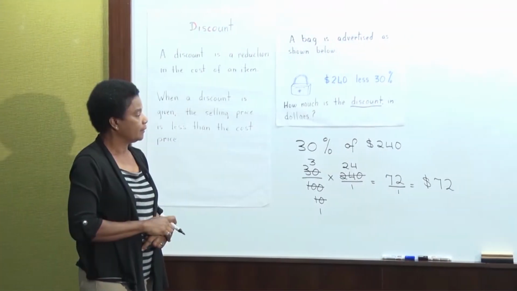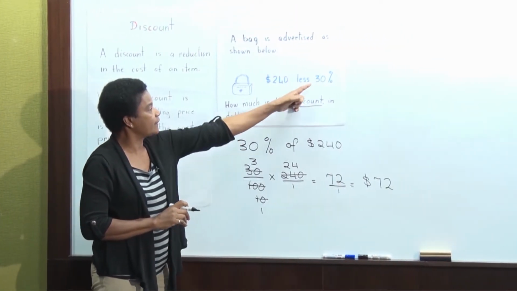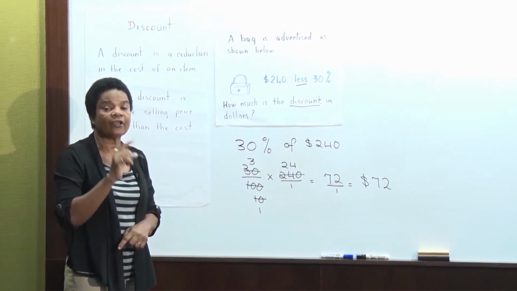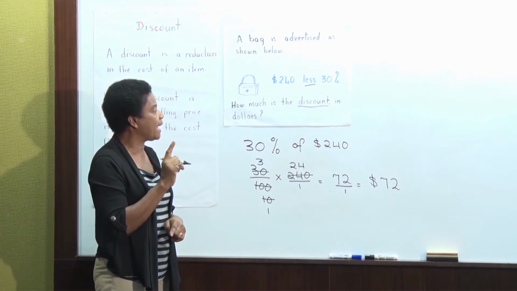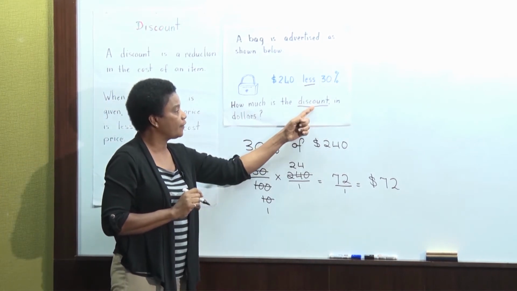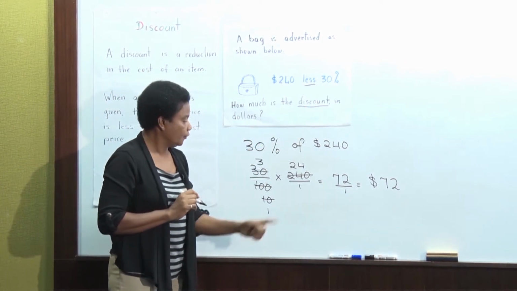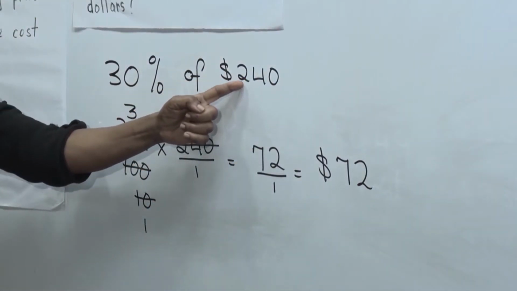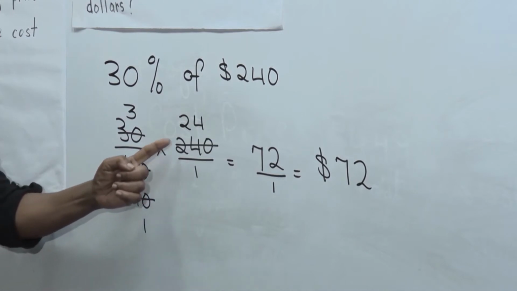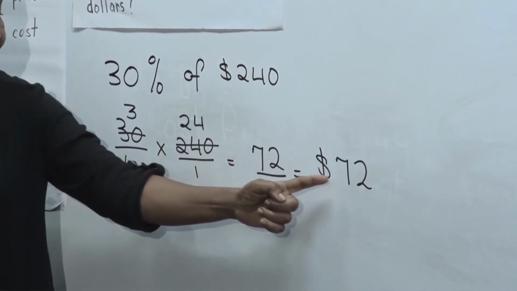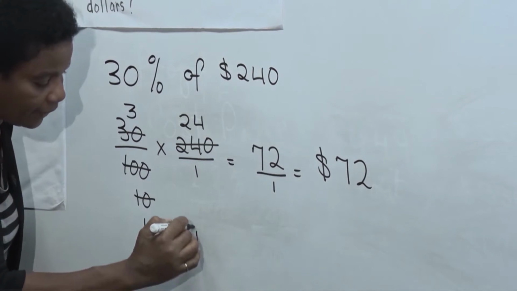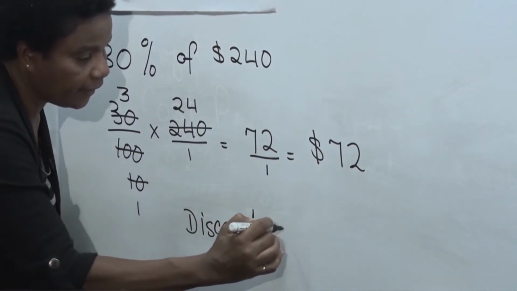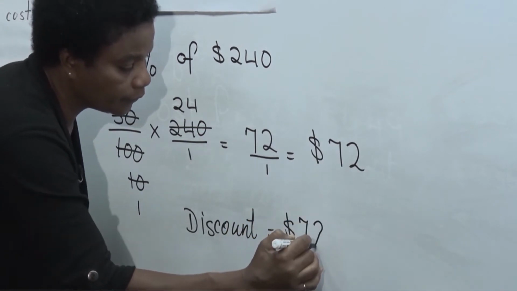Let's go again. 30% is the discount. It is less 30%. The question does not ask for the cost of the bag. The question just asks for the discount. Be careful. So all we are working out is 30% of the 240. 30% of 240 works out to be $72. So the answer to the question, the discount, is $72.